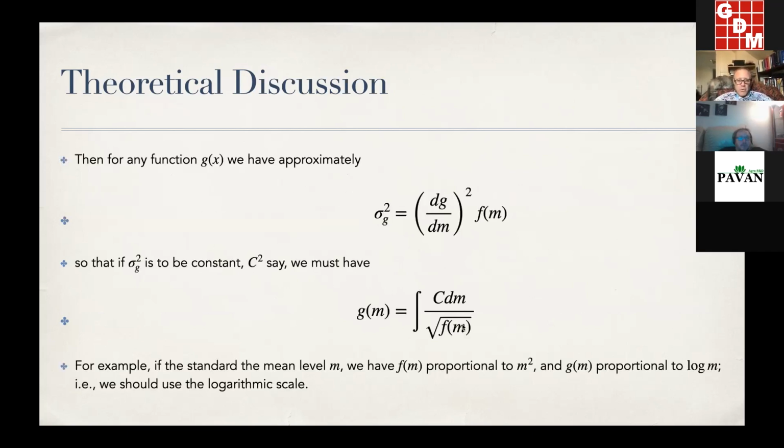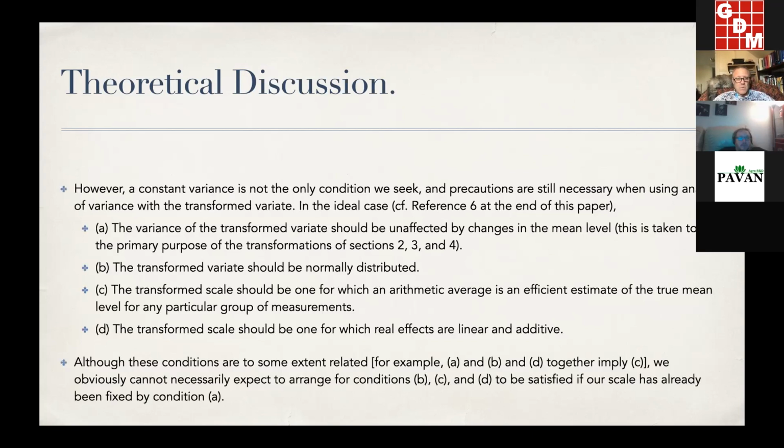And I'm not going to go through this calculus. This is what Bartlett put in his paper, and he finds that the two that are most commonly used follow from this notation. Okay, here are also some notes about the desirable properties of transformations, and they relate back to the desirable properties for the analysis of variance.